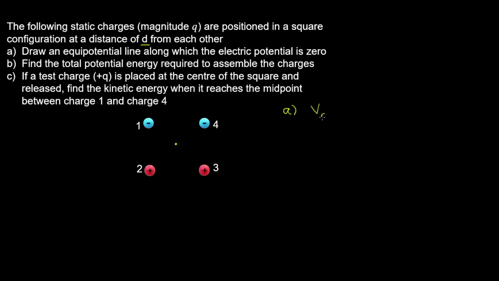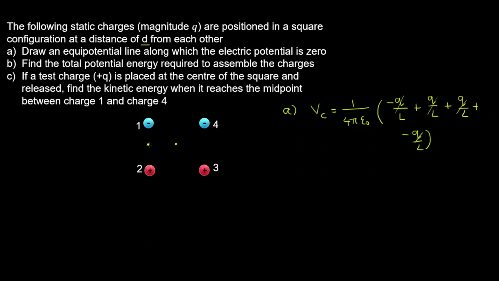So if we compute the potential at this point, we're going to have 1 over 4 pi epsilon naught, multiplied by the negative charge 1 over the distance to this point, which I'm just going to call L, plus the positive charge 2 over L, plus the positive charge 3 over L, plus the negative charge 4 over L. As we can see, the negatives cancel with the positives, and we end up with a potential of 0.